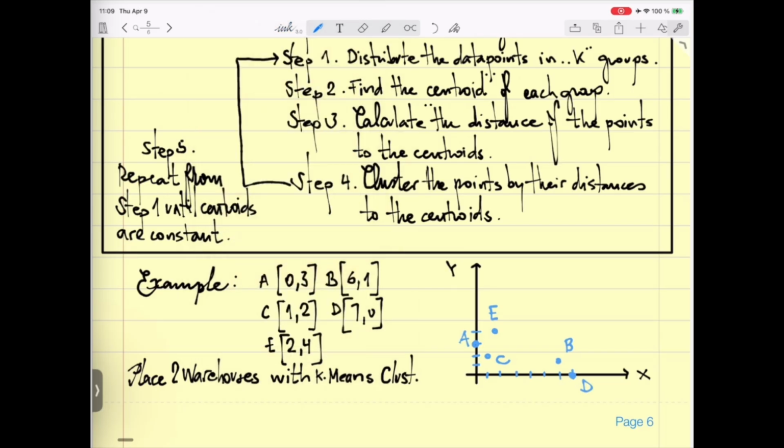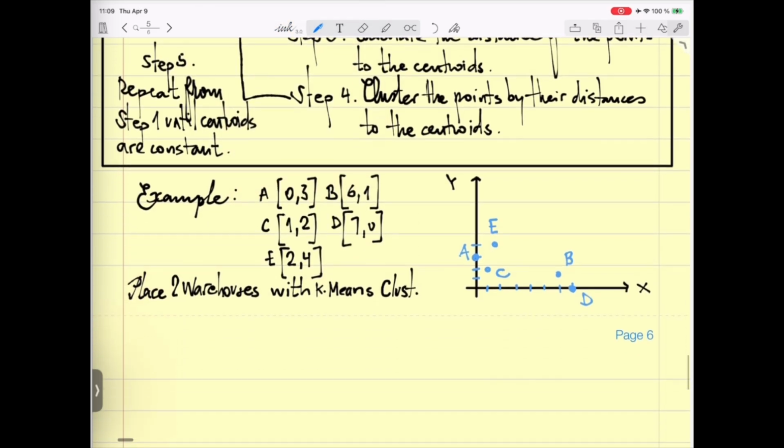So this could be, I mean, in the exam it would be more difficult, but this could be like some sort of example. So step 0, we have K is 2 because we have two warehouses, right?